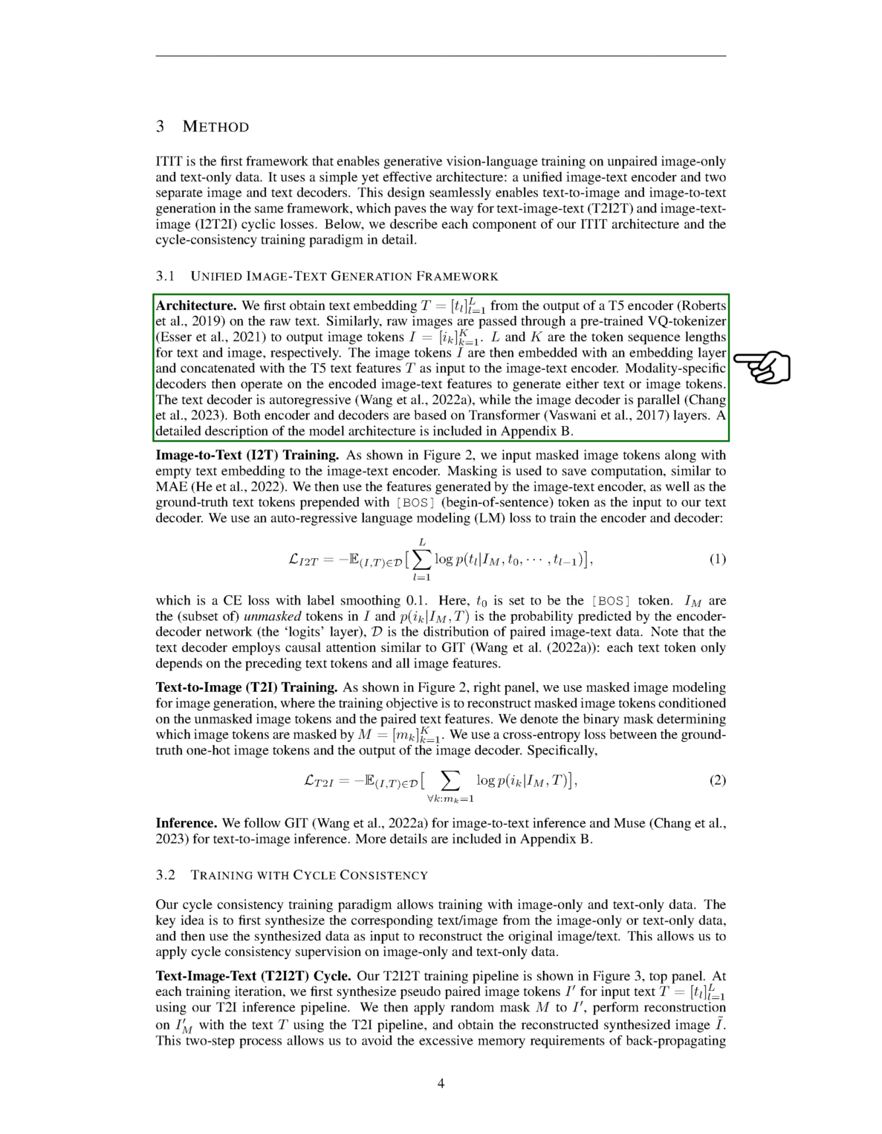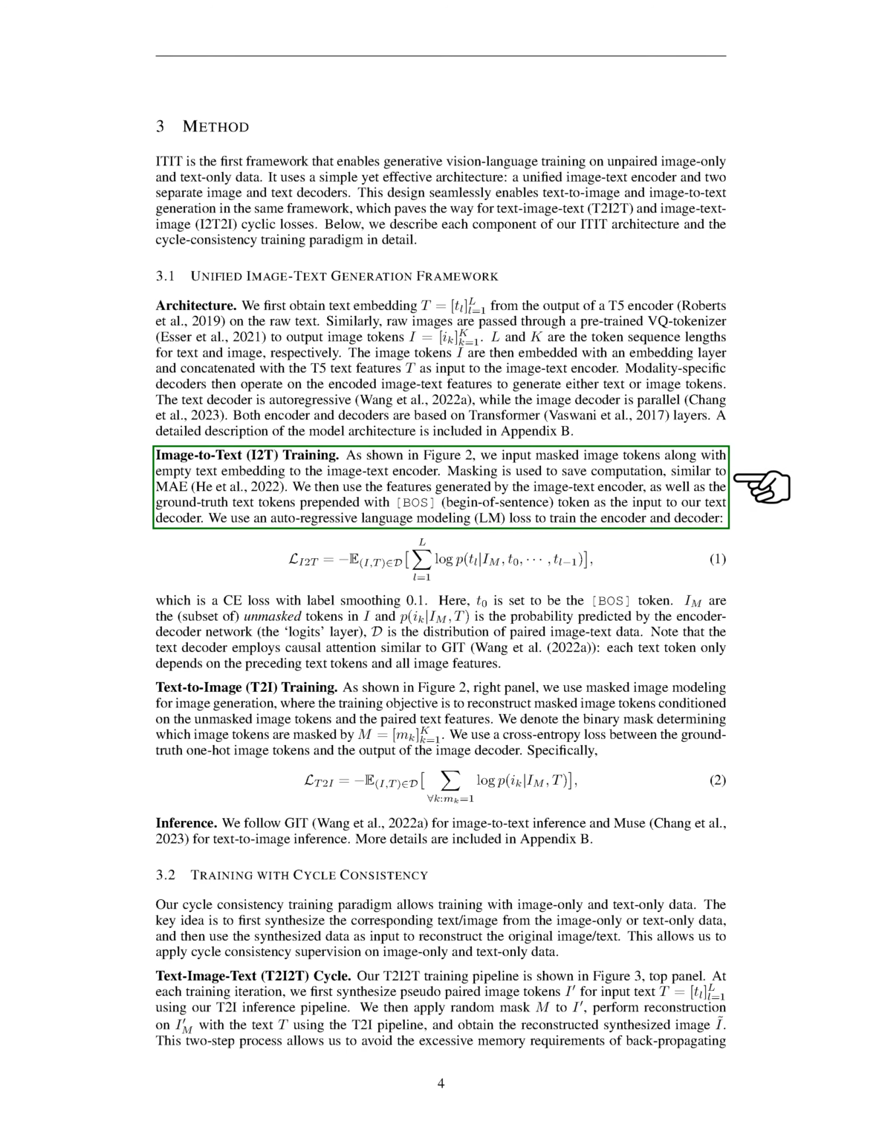Our unified image-text generation framework starts by obtaining text embeddings from the output of a T5 encoder on the raw text. Similarly, raw images are processed through a pre-trained VQ tokenizer to produce image tokens. These image tokens are then embedded and combined with the T5 text features as input to the image-text encoder. Modality-specific decoders then work on the encoded image-text features to generate either text or image tokens. The text decoder operates in an autoregressive manner, while the image decoder works in parallel. Both the encoder and decoders are based on transformer layers.